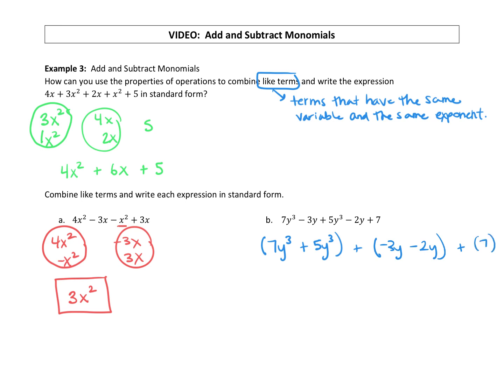So now we can combine our like terms. 7y cubed plus 5y cubed is 12y cubed. Negative 3y minus 2y just gets more negative, negative 5y. And that plus 7 has nothing to combine with, so that just comes down.